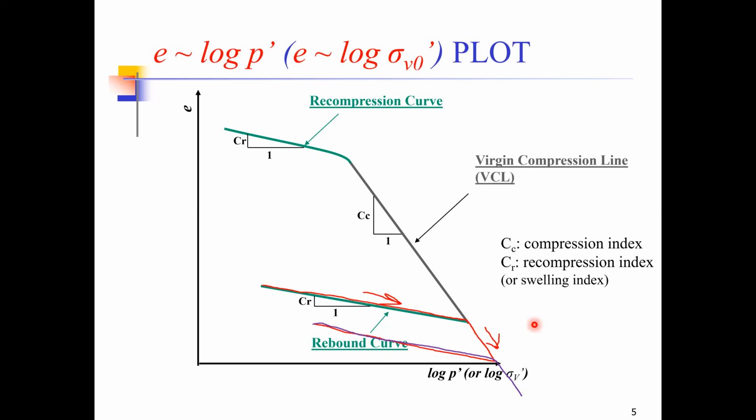Now you can see this central part here. In this central part, we call this the recompression curve. This is the virgin compression curve, and this is the rebound curve. I hope you get an idea from here. So in this central part, this would be the recompression curve, this would be the virgin compression curve, and this would be the unloading curve or the rebound curve. And as explained initially, this rebound curve would have the same slope as this recompression curve. This is why it is called CR.